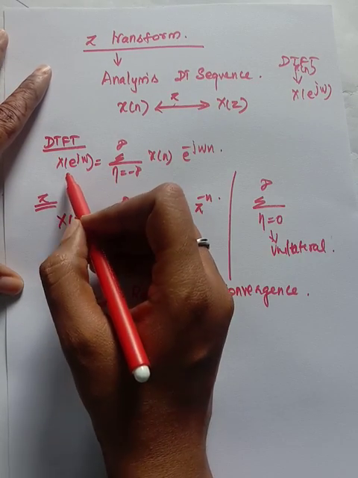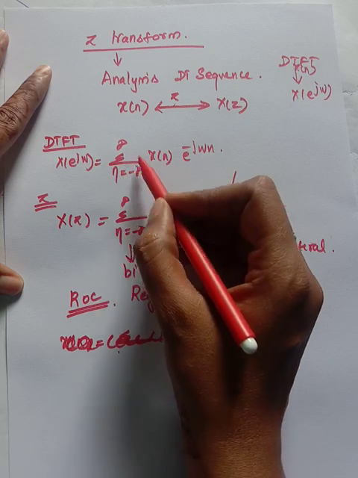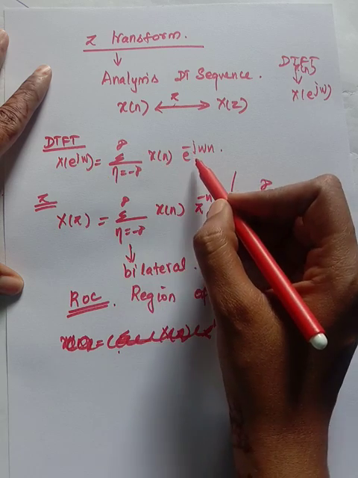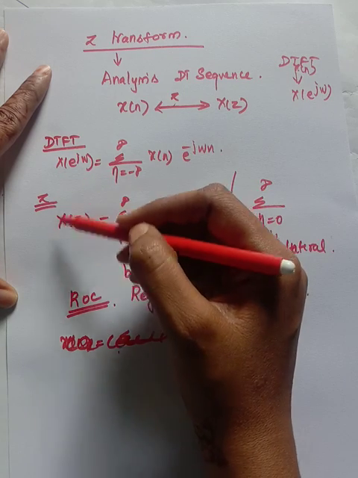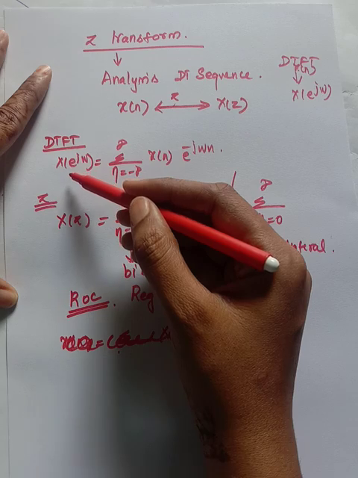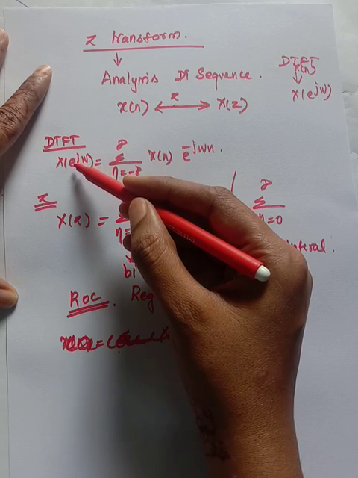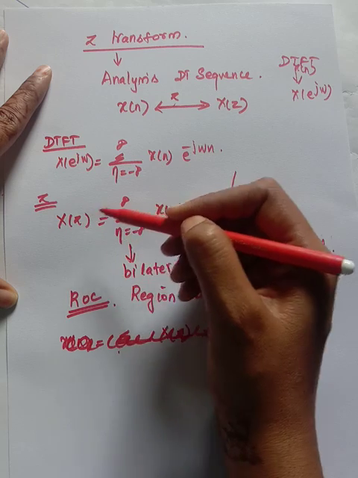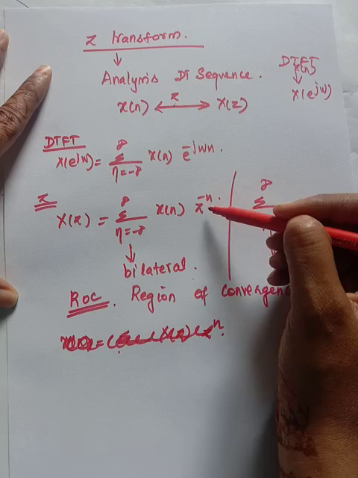This is the DTFT formula: X of e power j omega is equal to summation n equal to minus infinity to infinity x of n e power minus j omega n. Now the Z transform is obtained. I told you both are similar, so just instead of e power j omega I am substituting z. So here the same, instead I have z power minus n.